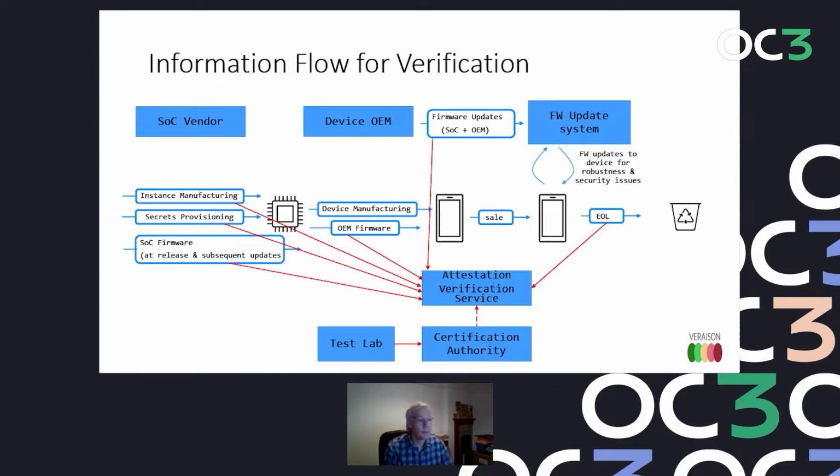And the verifier sits in this picture in this way: all of that information potentially flows to the verifier, and then the verifier can potentially also have interaction with other components, such as a certification authority. You can do a correlation between the information found in the evidence and other information that's there.